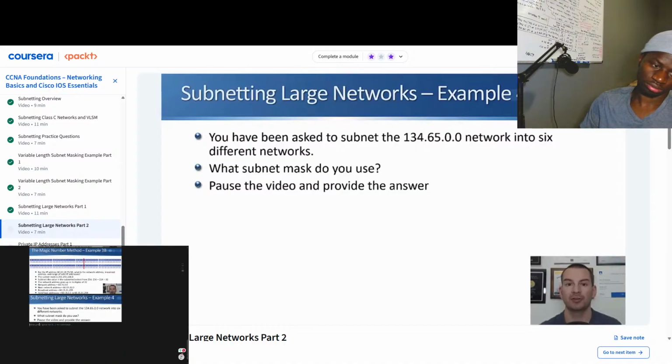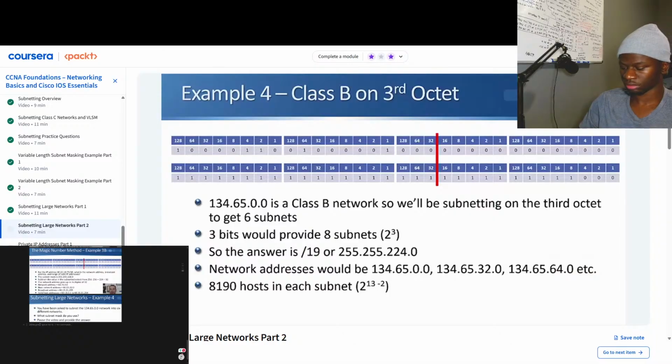Okay, before I show you the answer on the next slide, let's see how we would figure this out. The network is 134.65.0.0, so we know it's a Class B network. And we need to split it into 6 networks, so we're going to need 3 bits because it's 2, 4, 8. It's a Class B, so the default subnet mask is a /16. We need 6 networks, which was 3 bits, so we add 3 to the /16, and that will give us a /19. So very easy to figure this one out. And that's showing it there with the line on our diagram as well.